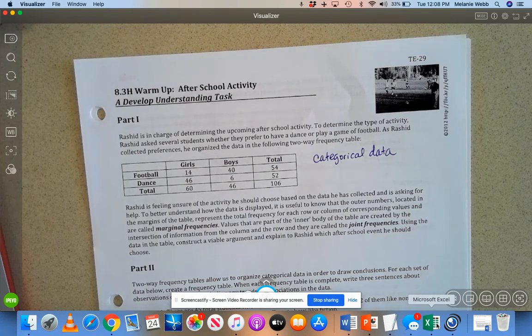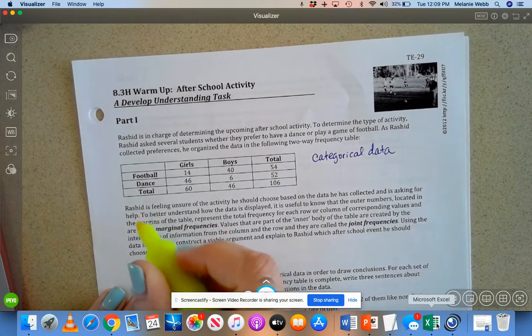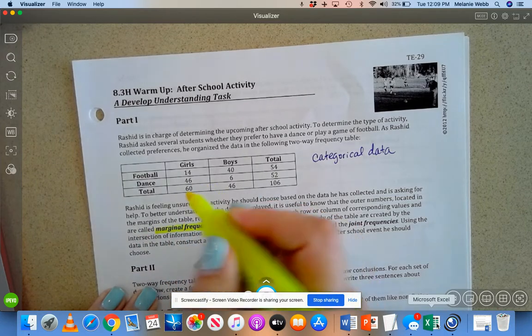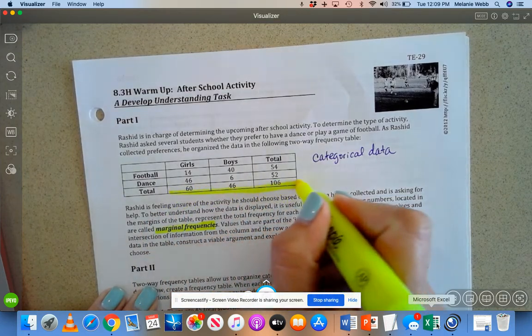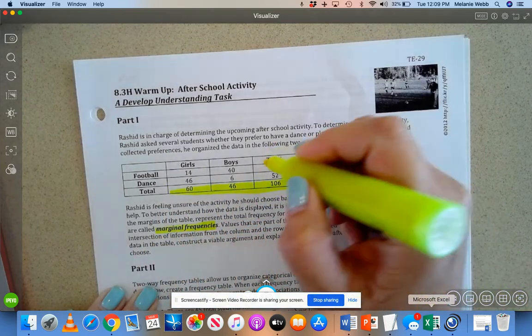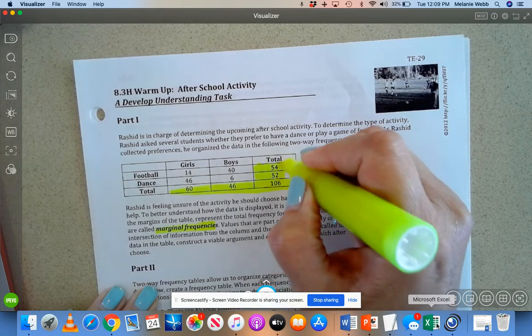So Rashid is feeling unsure of the activity he should choose based on the data he has collected and is asking for help. To better understand how the data is displayed, it's useful to know that the outer numbers located in the margins of the table represent total frequency for each row or column of corresponding values and are called marginal frequencies. So marginal frequencies are just like what they sound like. They're in the margins. So these numbers are marginal frequencies, and also these numbers, because they make up the total of the rows and the columns.